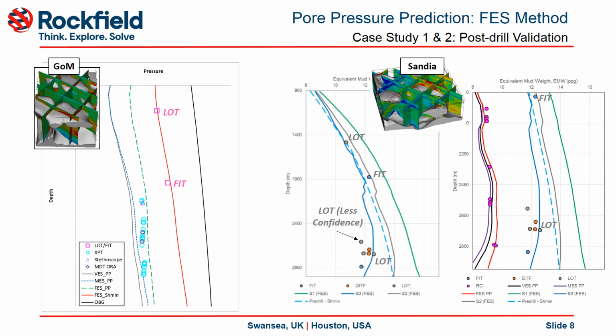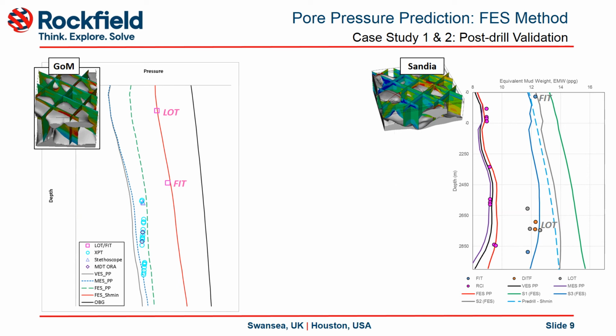Model results correlate very well with minimum stress observations. The MES and FES methods predict elevated pore pressure relative to the VES method, and the range in predicted pore pressures compares well with the spread in measured data. The modelling was of value in informing operational decision-making, such as setting of casing depth.